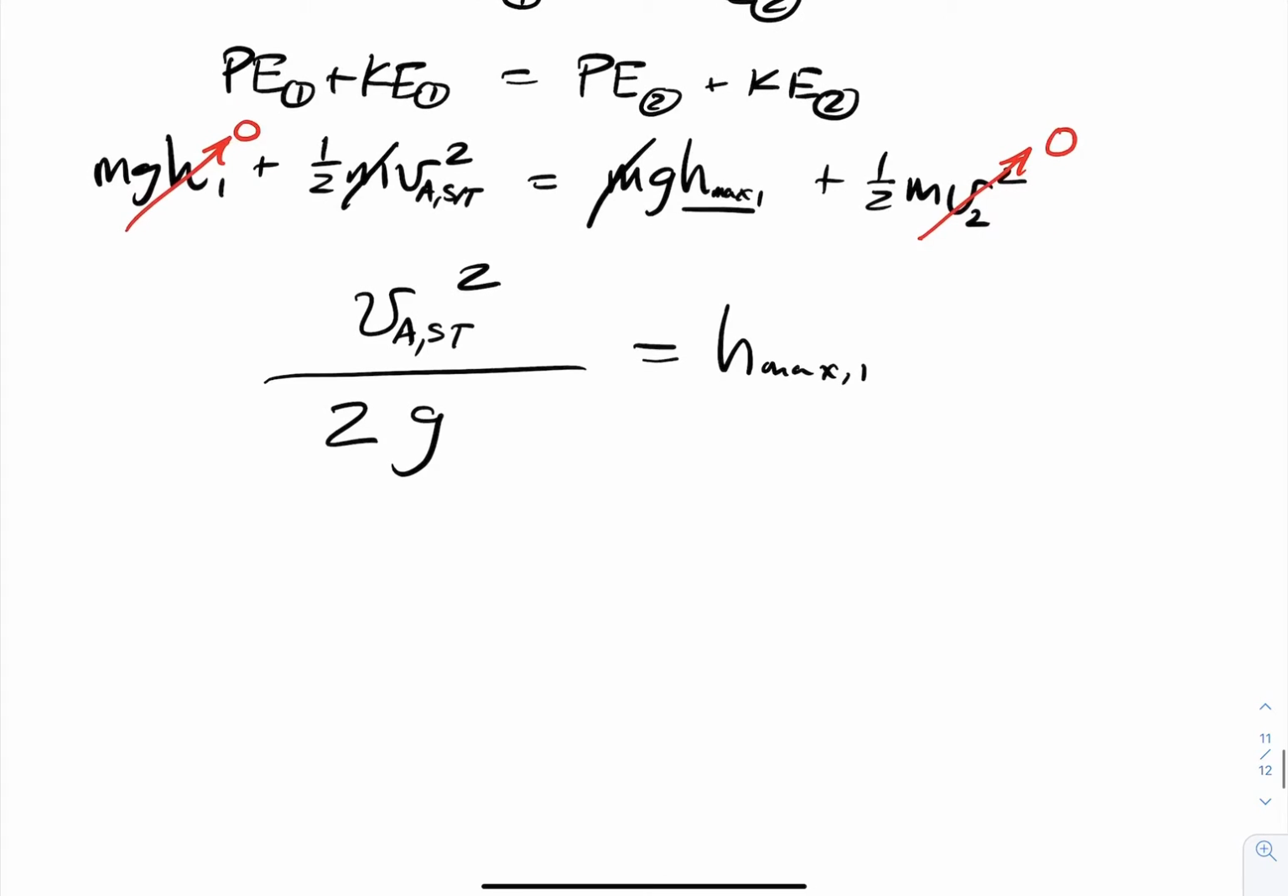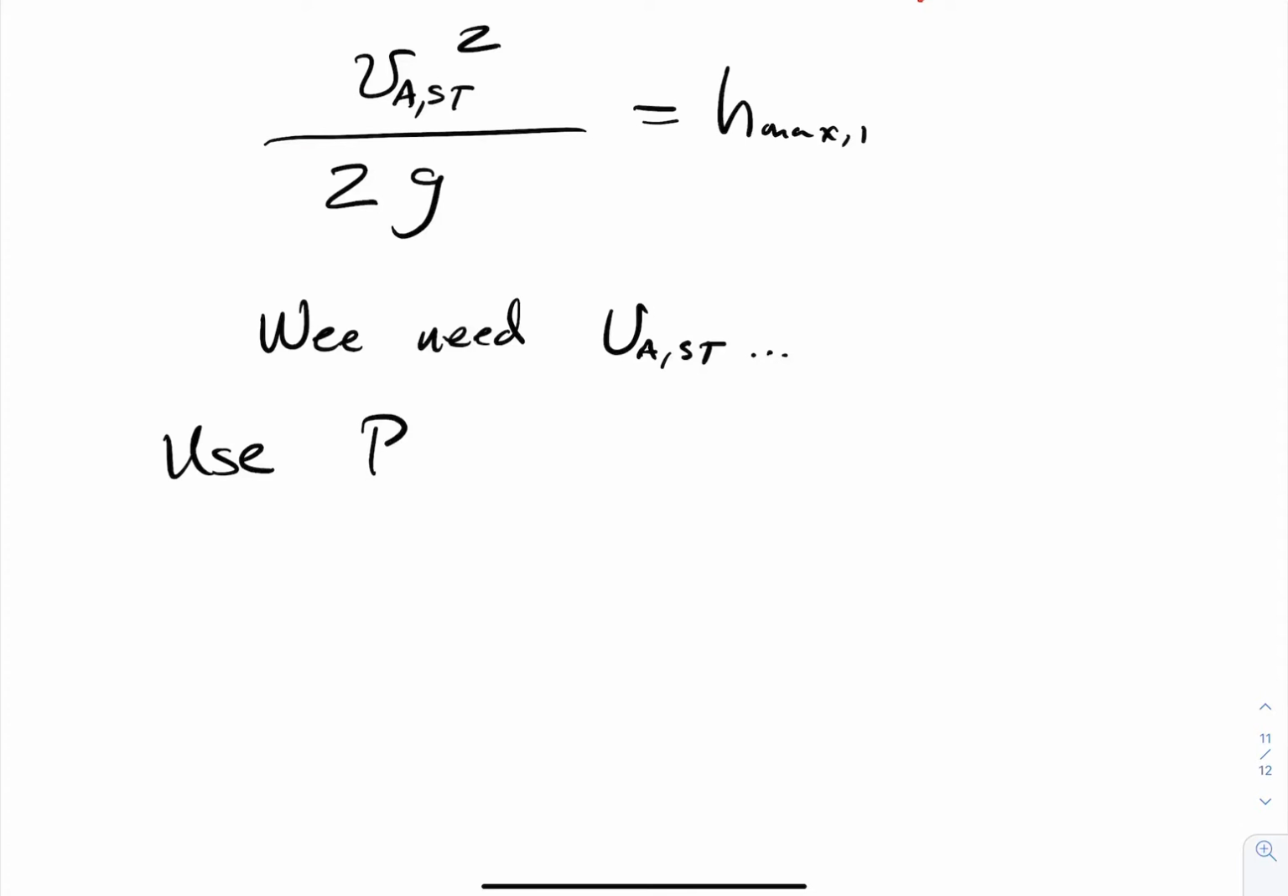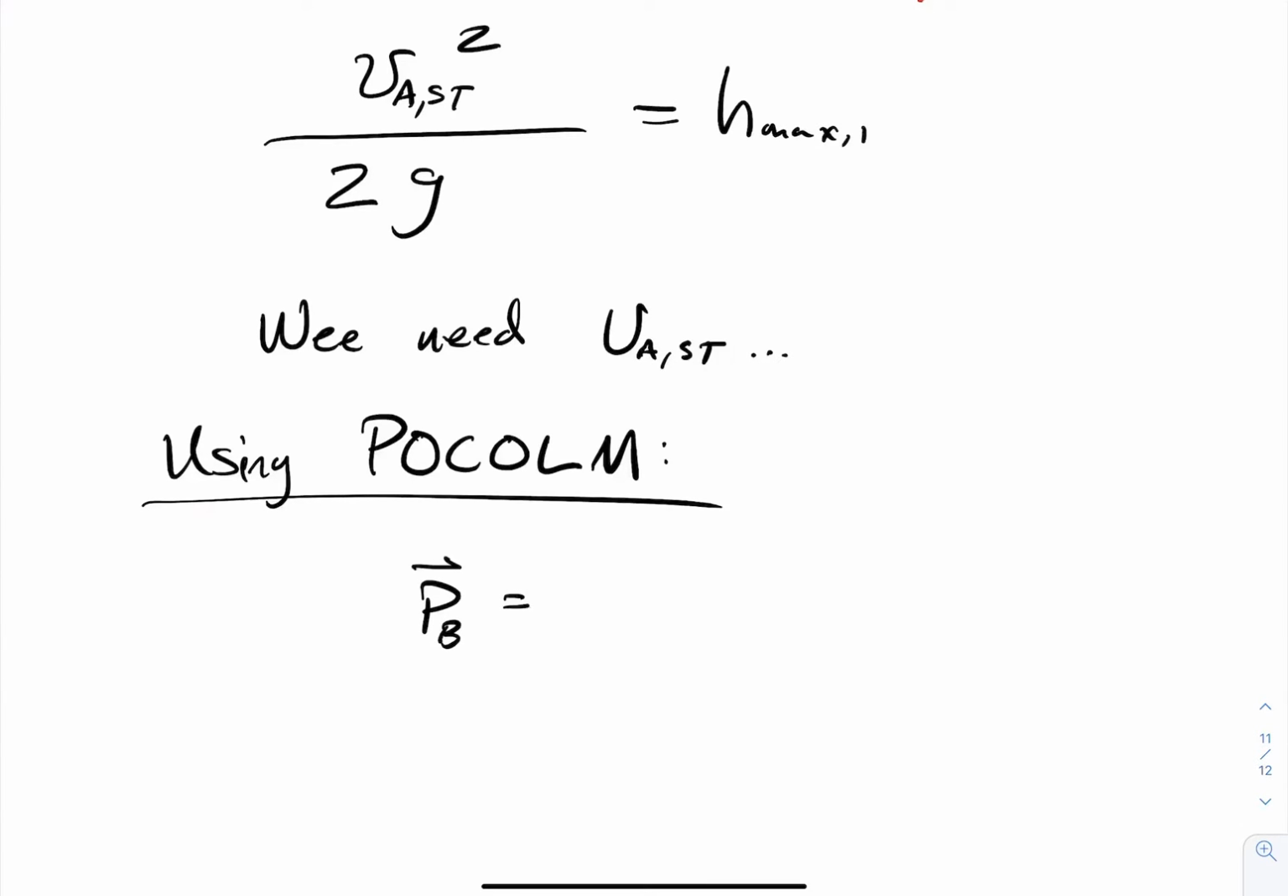But this is where we panic because we don't know v after the collision, but we really do. So we'll say we need v after for the Smoot tire. So we're going to use POCOLM because that's a perfectly inelastic collision. So we'll say using POCOLM, we always say that the momentum before the collision is equal to the momentum after the collision.